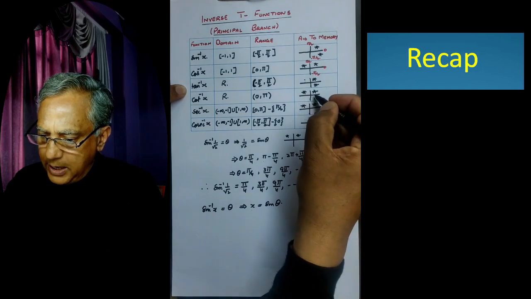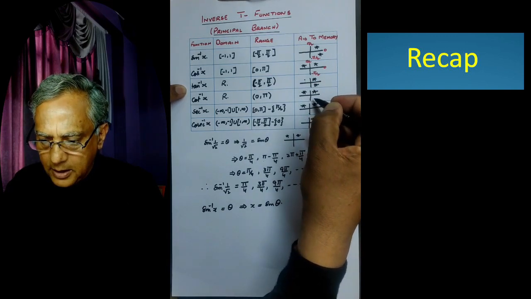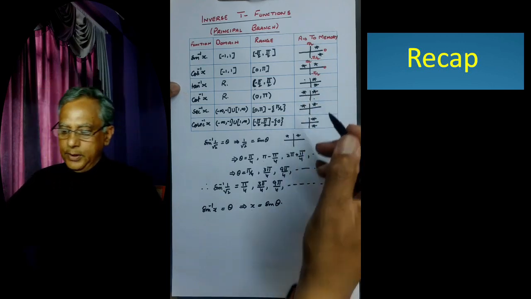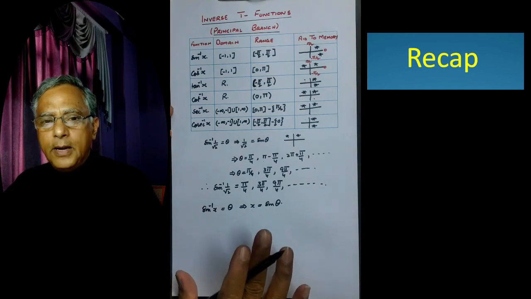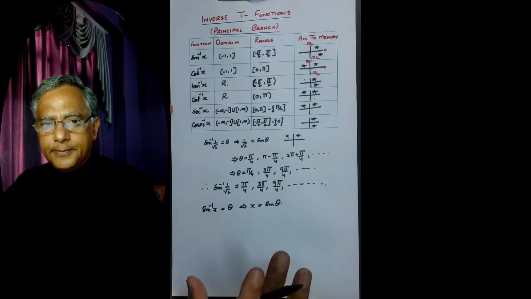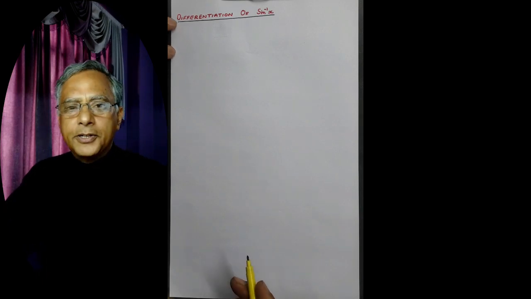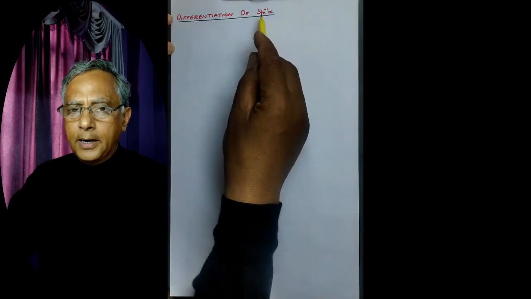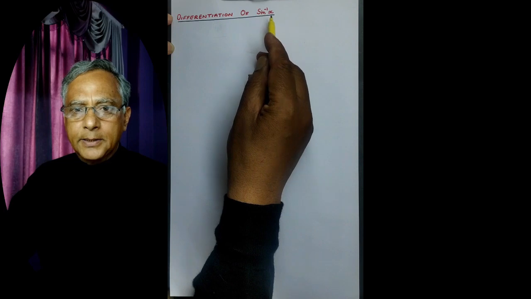And here also we have two intervals in which cotangent is negative. So we take a continuous one, 0 to pi. With this background, I start with the differentiation of inverse trigonometrical functions. Now I take up the differentiation of the first inverse trigonometrical function, that is sine inverse x.